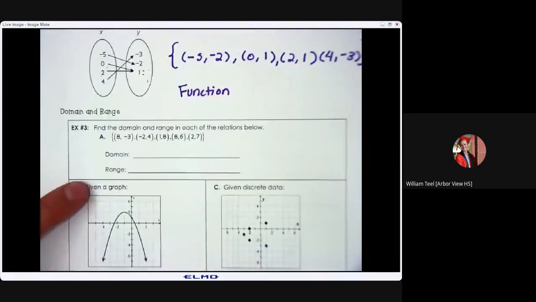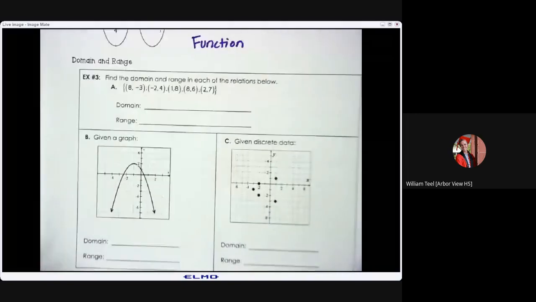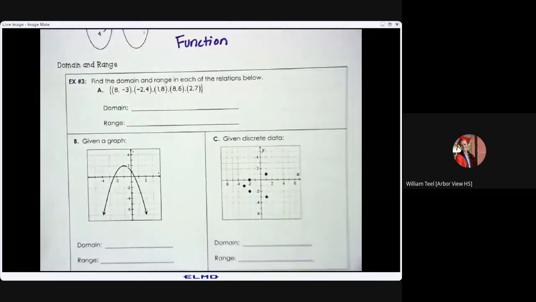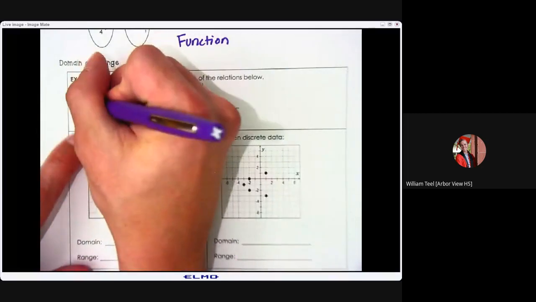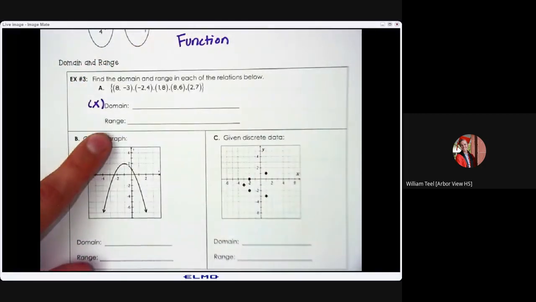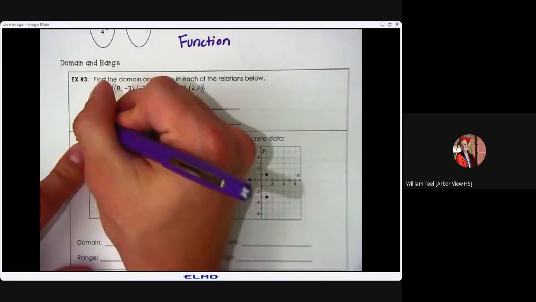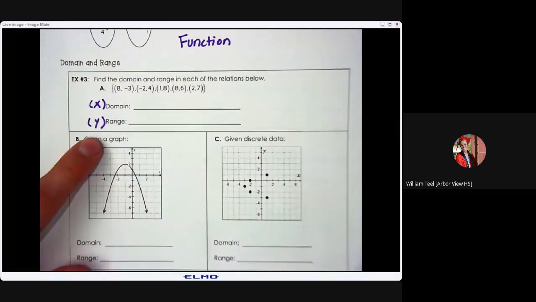Okay, let's move down to domain and range. So now that we introduced this concept of ordered pairs and inputs and outputs, we're going to relate that to the domain and range of functions. So let's find the domain and range in each of the relations below. Like we said before, the domain represents all of the possible inputs, or x values, of a relation. The range of a relation describes all of the outputs, or the y values, of that relation.